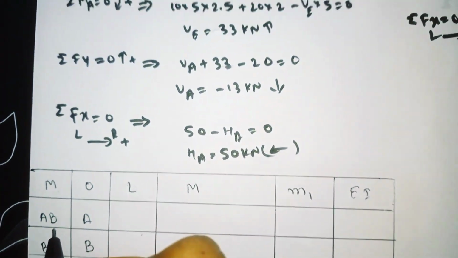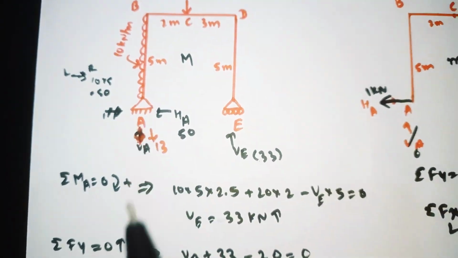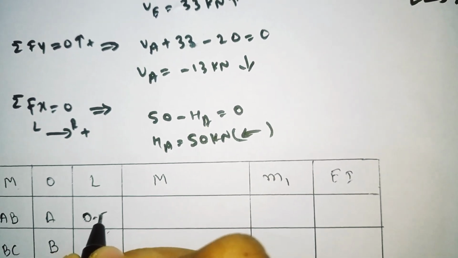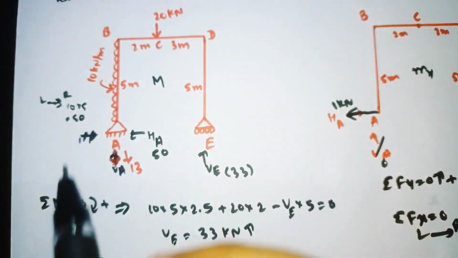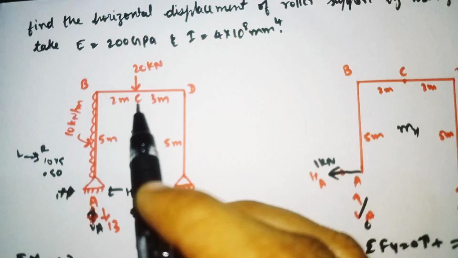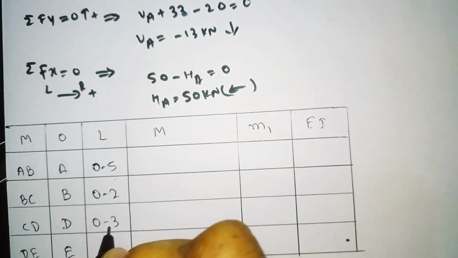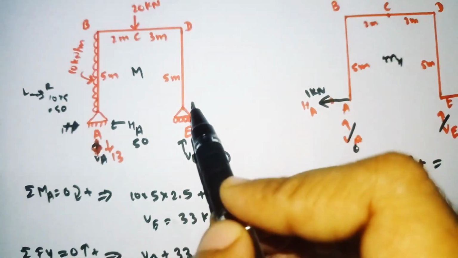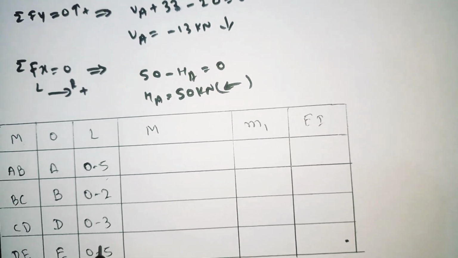And the limit of AB: we have the distance of 5 meters, no? Our limit will be 0 to 5. For BC we have the length 2 meters, so our limit becomes 0 to 2. For CD we have the distance 3 meters, so the limit becomes 0 to 3. For DE we have the distance 5 meters, so the limit becomes 0 to 5.